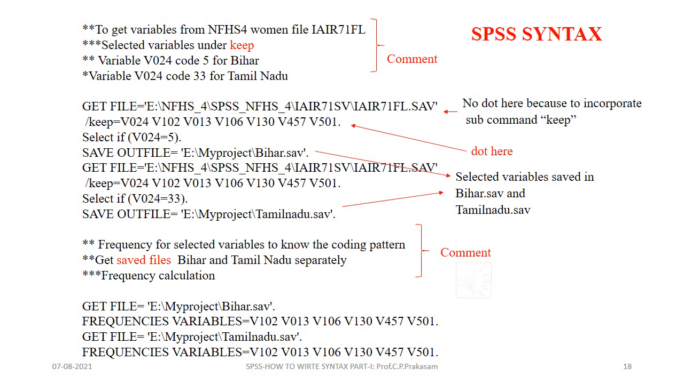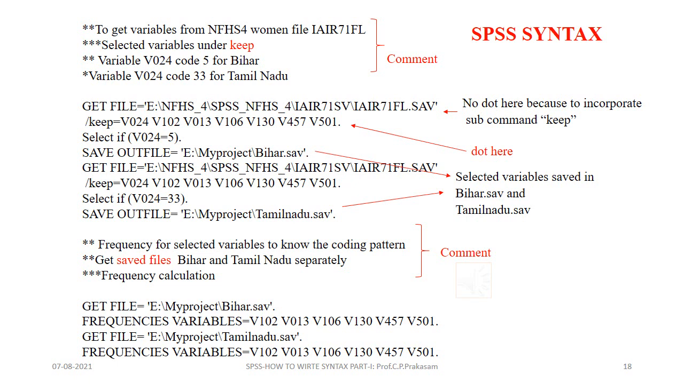We will select a few variables. From those few variables, we will identify the 2 states or 3 states, whatever you are having in that analysis, and here we want to compare by selecting the 2 states, the selected variables, how the frequency has been generated, and for further analysis. Therefore, we identify the code for a particular state called Bihar. Variable V024 is the state code. For that, 5 equals Bihar and 33 equals Tamil Nadu.